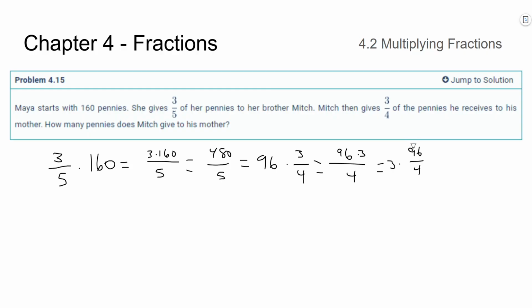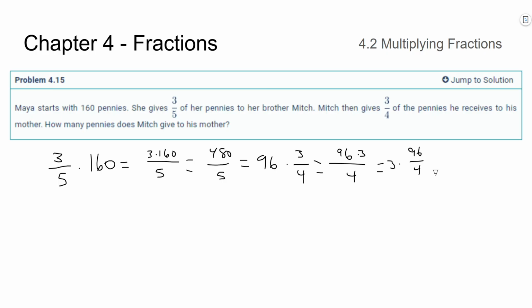So if we know that 100 is a multiple of 4, we talked about this somewhere in chapter 3. I forget the section. Maybe it was divisibility test. That's what it was. We talked about divisibility tests. We know that all multiples of 100 are multiples of 4. So if 100 is a multiple of 4, then 96 would also be a multiple of 4.